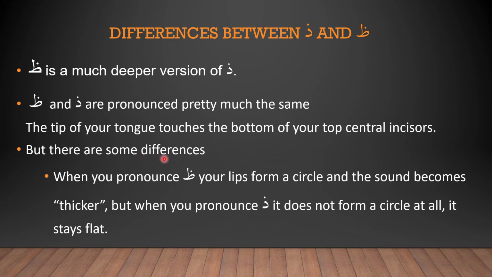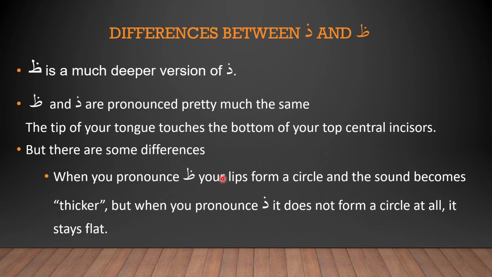But there are some differences. When you pronounce Zha, your lips form a circle and the sound becomes thicker, just like Taa. But when you pronounce zal, it does not form a circle at all. It stays flat. Flat means no circle. The sound is very thin. It's not thicker or fatter, okay? That's the difference between Zha and zal.